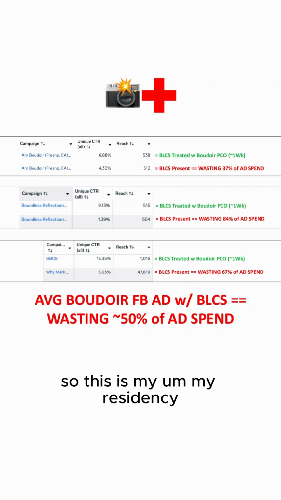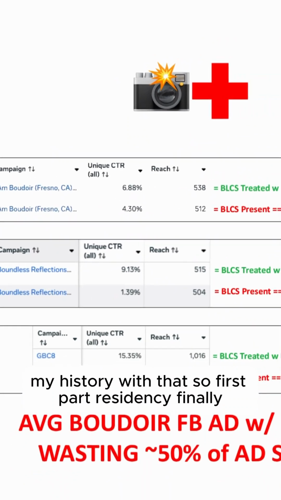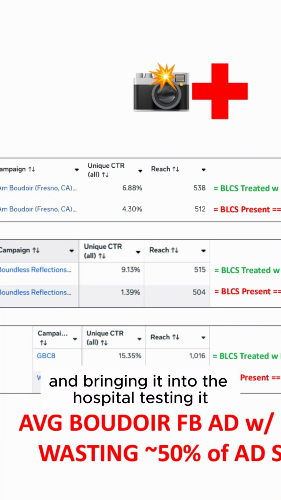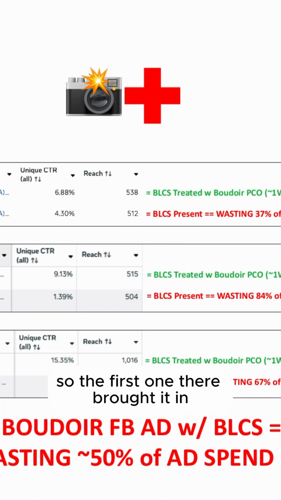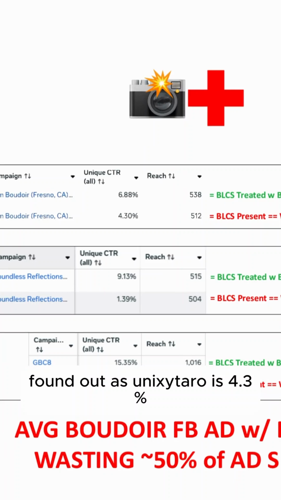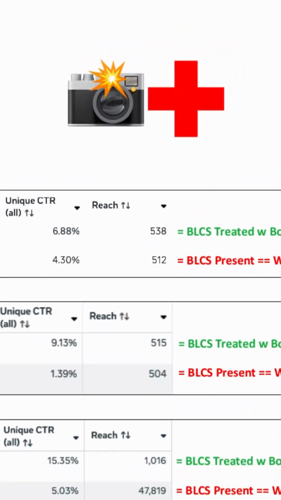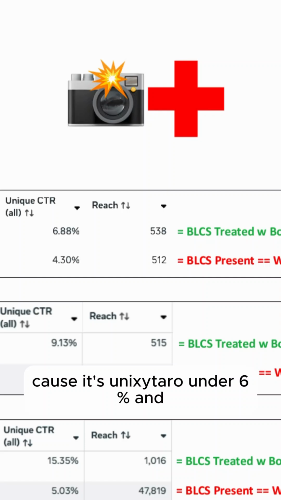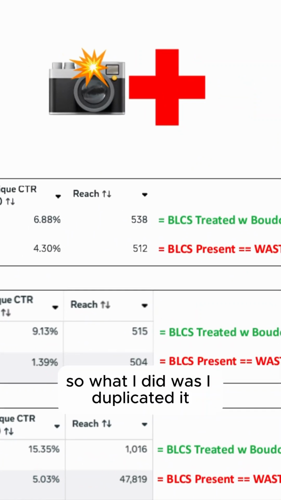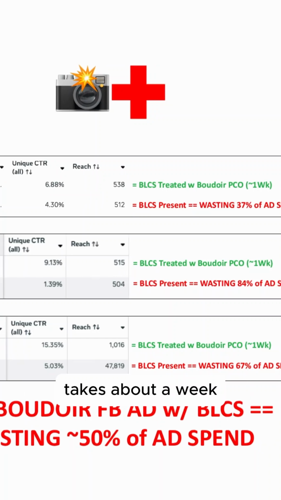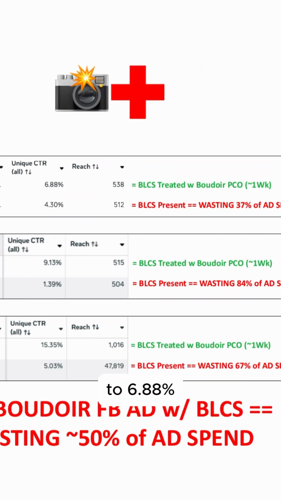So this is my residency, my history with that. So first part of the residency, finding a Boudoir Facebook ad out there and bringing it into the hospital, testing it. So the first one there, brought it in, found out its unique CTR is 4.3%. So we figured out BLCS is present because its unique CTR is under 6%. And so what I did was I duplicated it, treated it with Boudoir Pico, takes about a week, and then we got the unique CTR of the duplicated ad to 6.88%.